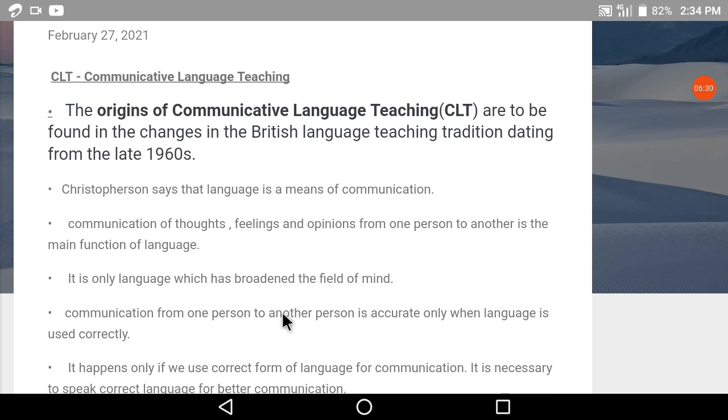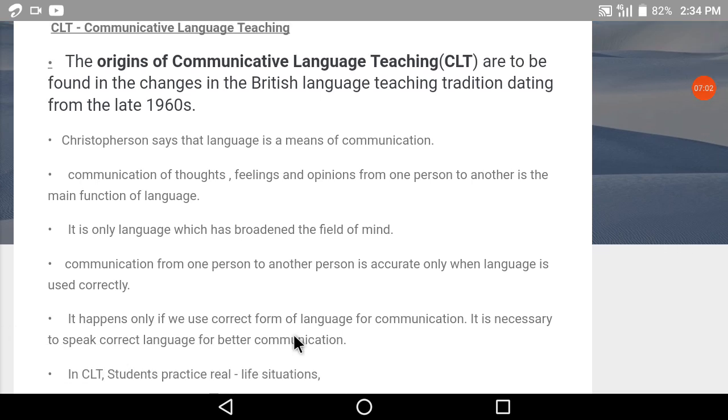Communication from one person to another person is accurate only when language is used correctly, which is the most important thing. It means that we can transfer our thought only if we have good language correctness. With a language error or a grammatical error, the person might not understand what we are going to say, or what meaning we want to transfer. It happens only if we use the correct form of language for communication. It is necessary to speak correct language for better communication.